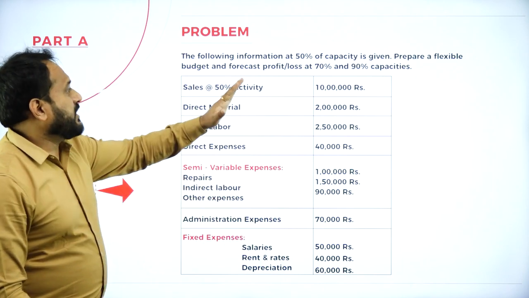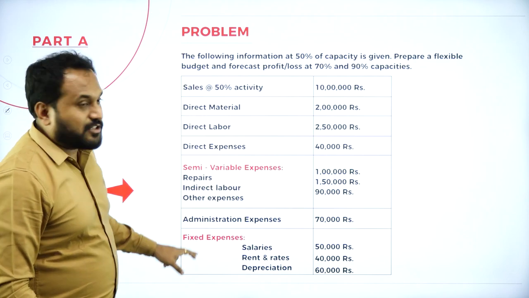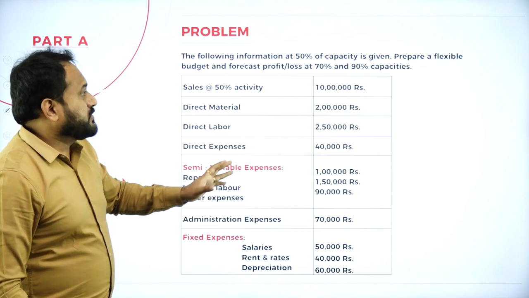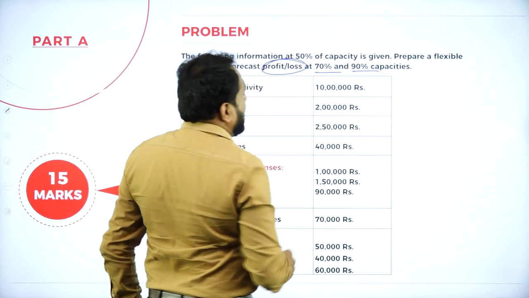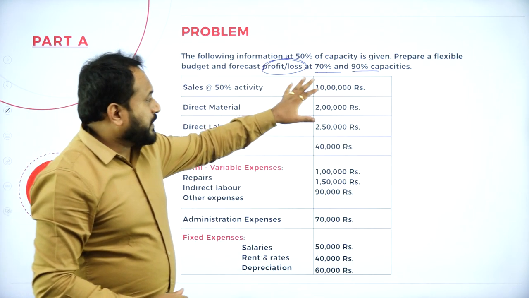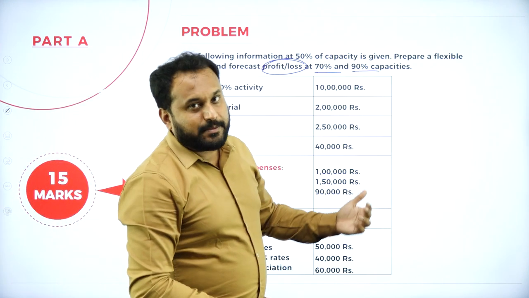That is, the following information at 50% capacity is given. Whatever they have given is all at 50%. You are supposed to forecast the profit and the loss at 70% and 90%. They have given the question at 50%, and we need to calculate for 70% and 90%.